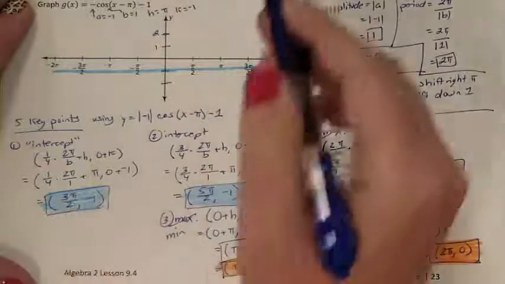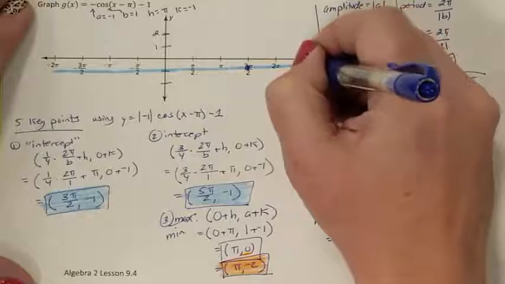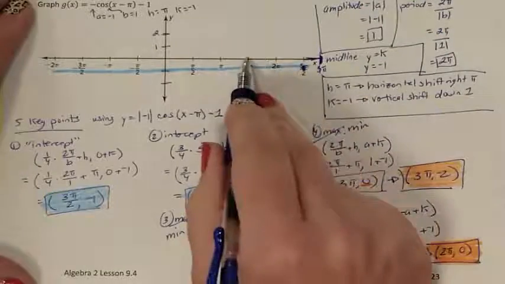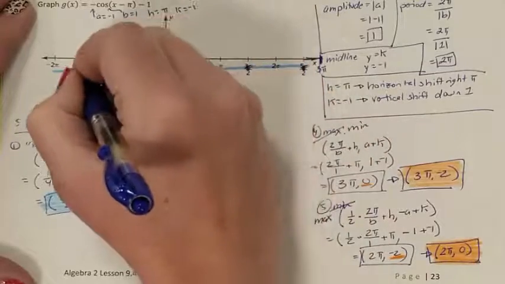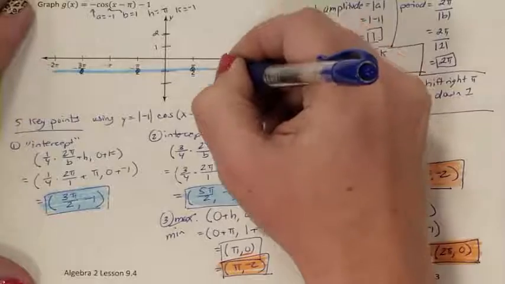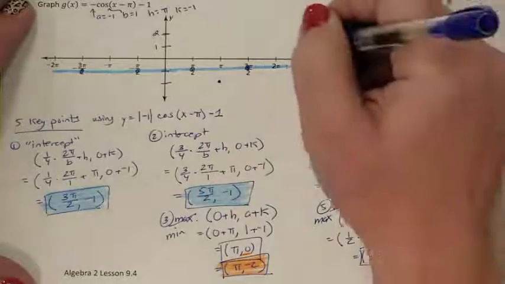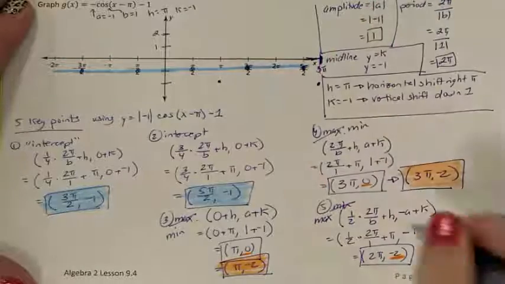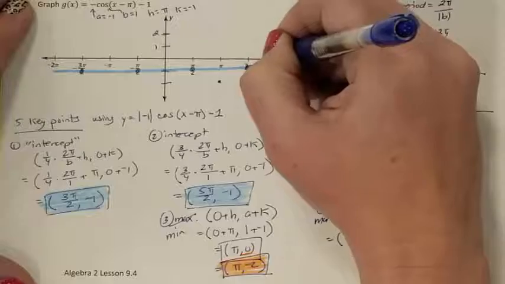So my intercepts: 3 pi, negative 1 and 5 pi, negative 1. So here they are. I see it's 1, 2, intercept, so 1, 2, 1, 2, 1, 2. So there's my repeated intercepts. My max is at pi, negative 2, because it's now a min. My other max was at 3 pi, negative 2, because now it's a min. My actual max is at 2 pi, 0.